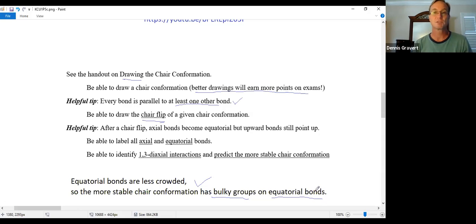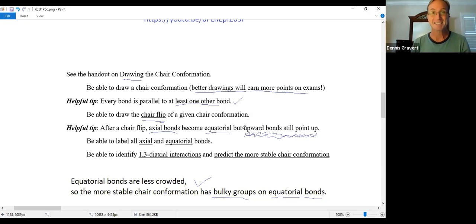And if the groups are not there, it'll try to wiggle its way to the other chair form, because as the chair flips, we saw the red bonds become blue. Yeah, axial bonds always become equatorial after a chair flip. Something to keep in mind, though, is that we'll see in a minute that if the bond was pointing upward axial, the equatorial bond still points upward a little bit. That'll be helpful in our analysis.